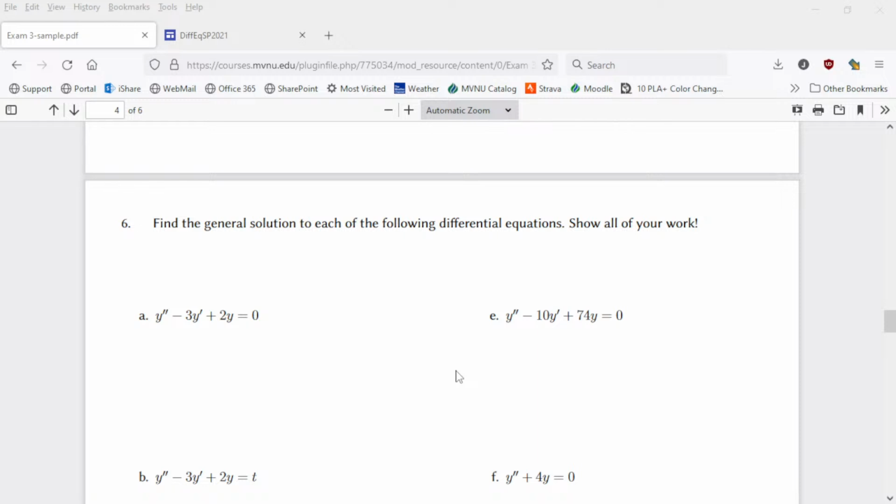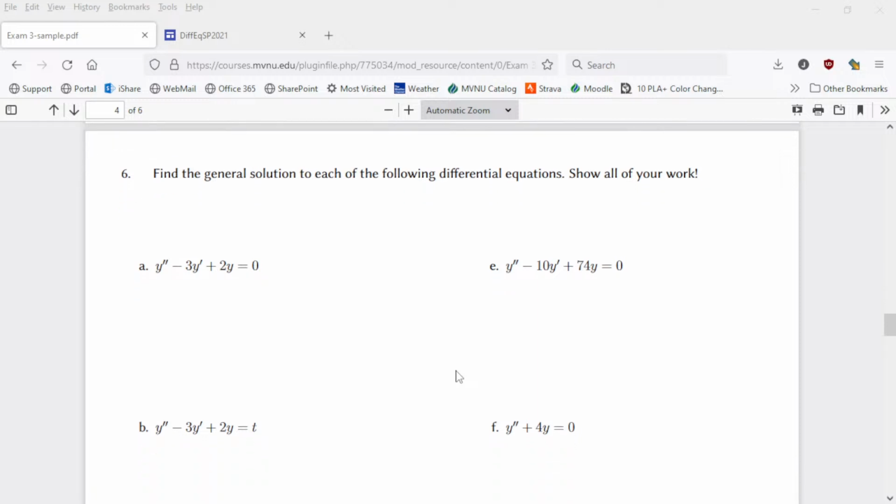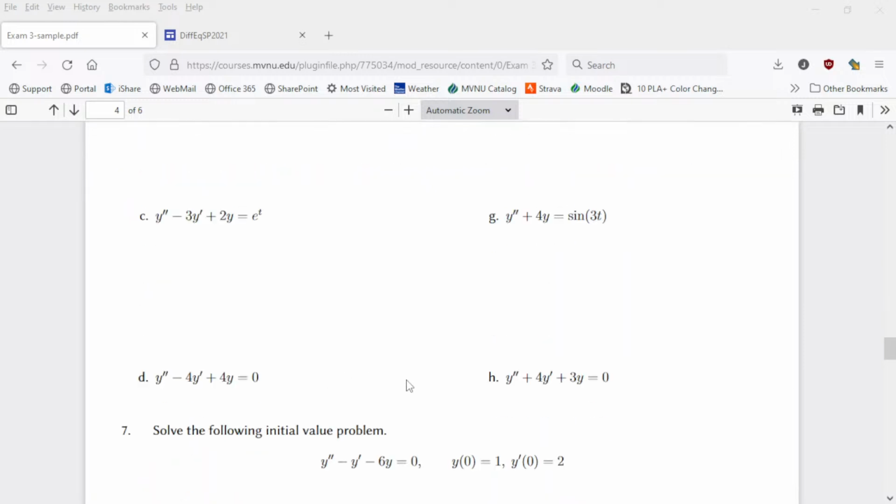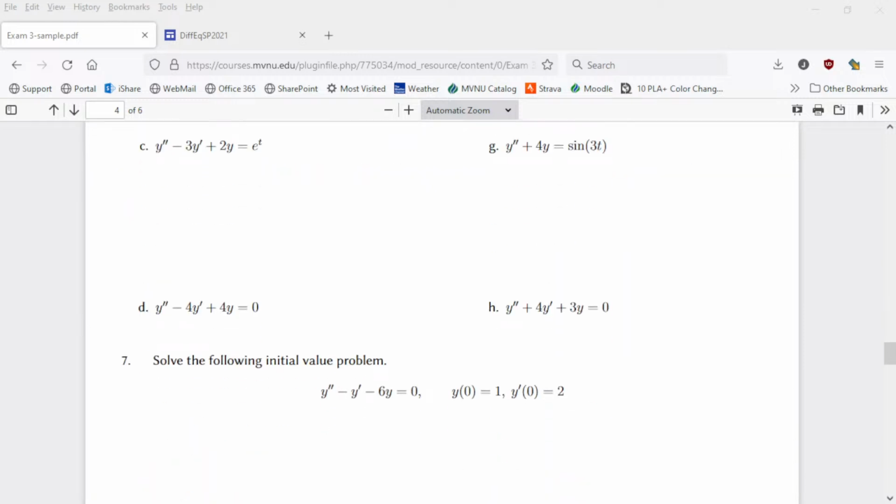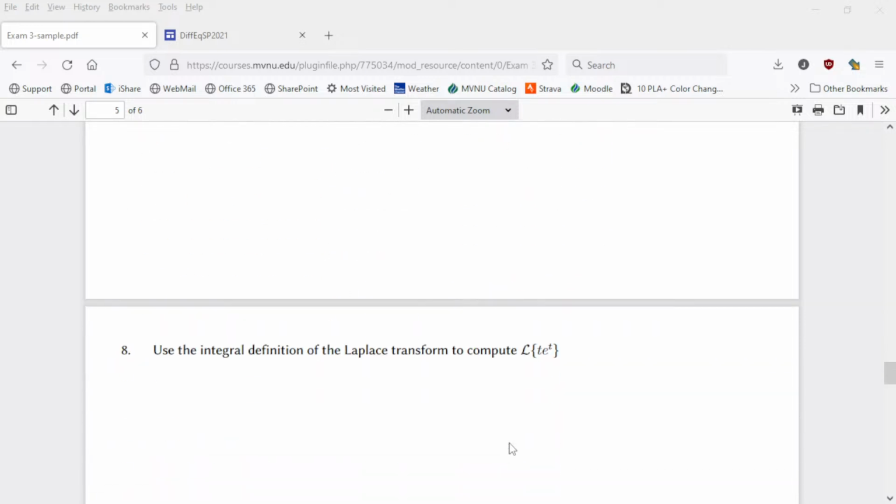You could just say that the initial condition is y of 0 is equal to c1 and y prime of 0 is equal to c2 or something like that. Okay, so I'm comparing and contrasting here. Same thing, same thing. Okay, still same.